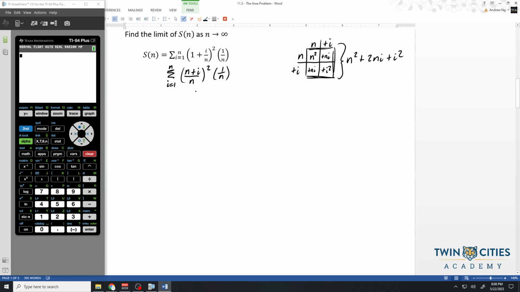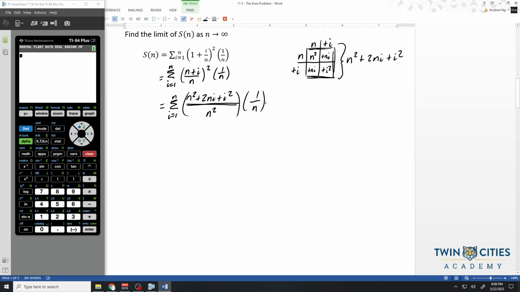And then n squared on the bottom, that'll just be n squared. So this is equal to the summation i equals 1 to n of the top part, which is n squared plus 2ni plus i squared, over n squared. And I'm multiplying that to 1 over n.